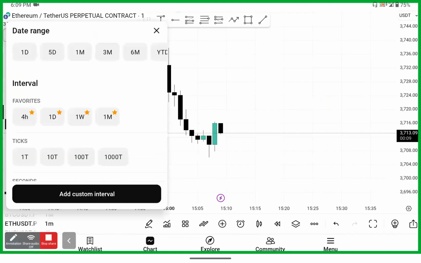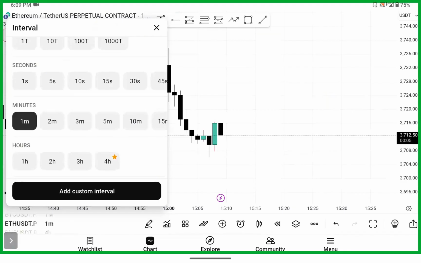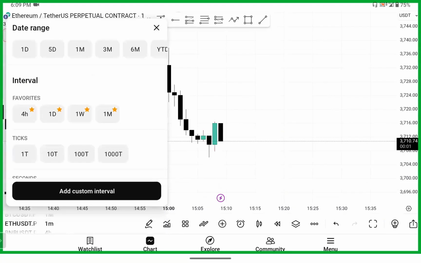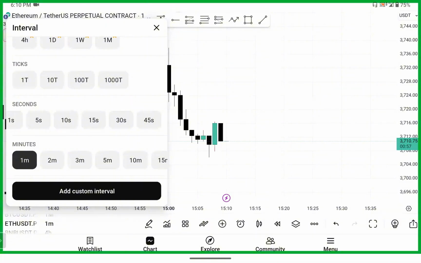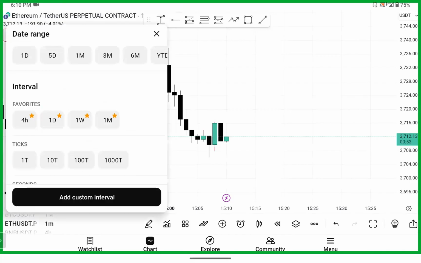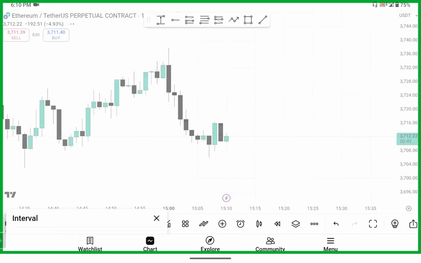Let me see if they can accept me to 1 second. I see 10 seconds. Let me use the 10 second. 10 second has failed because this is not a paid TradingView. But I hope we are still together. Also, the 45 seconds has failed. But I hope you understood what I wanted to bring in.